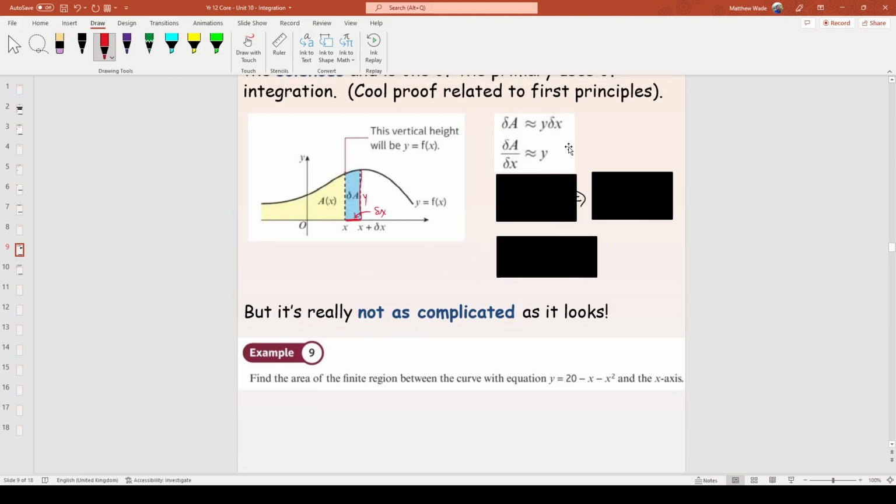Okay, which means then, guys, you can rewrite this equation. Delta A, the change in A, you can just divide by delta x. So delta A over delta x equals y. Cool beans, buddies? So instead of considering it as an area, you're saying the small change in A over the small change in x equals y. It's just dividing both sides by delta x.